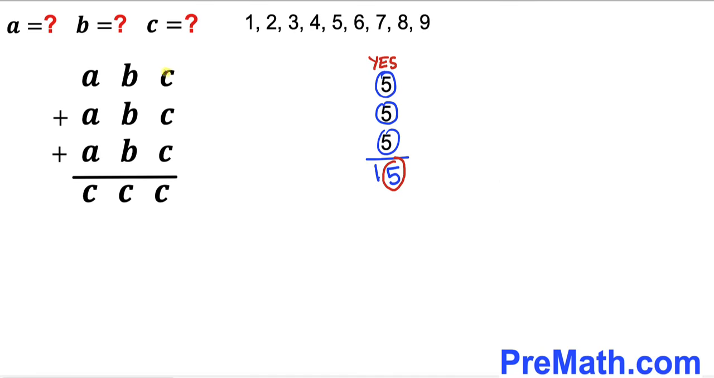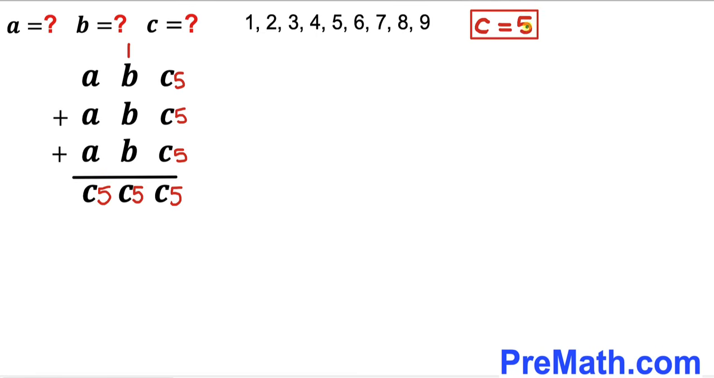So thus we conclude that this c value turns out to be 5, 5, 5, and 5 over here as well. And we are going to carry over 1 over here. And since these numbers c, c, and c are identical, this number has got to be 5, and this number is going to be 5 as well. So thus our c value turns out to be equal to 5 after exhausting all the options.